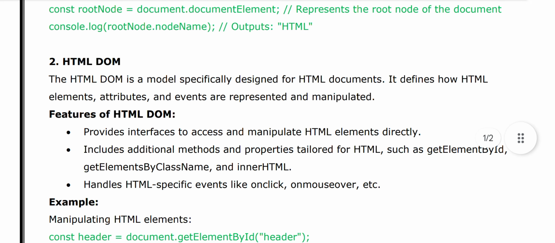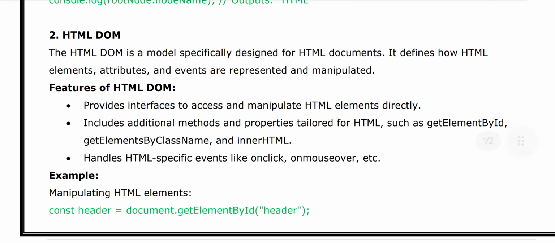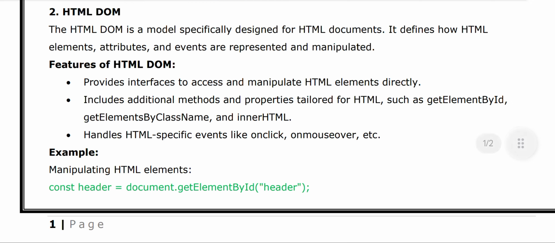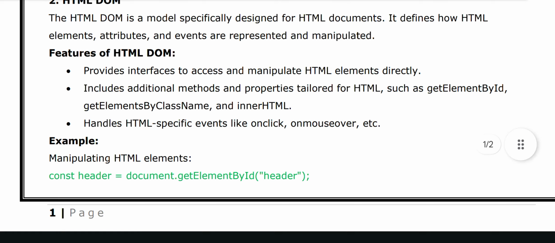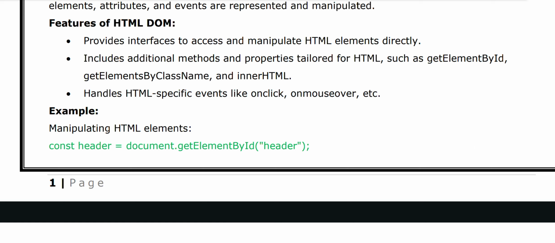So second is our HTML DOM. This is specifically designed for HTML documents. It defines how HTML elements, attributes, and events are represented and manipulated. There are several features of this DOM: it provides interfaces to access and manipulate HTML elements directly, including additional methods and properties for HTML such as getElementById, getElementsByClassName, and innerHTML. These are functions we can also use in our previous examples. Next, it handles HTML-specific events like onclick, onmouseover, etc.